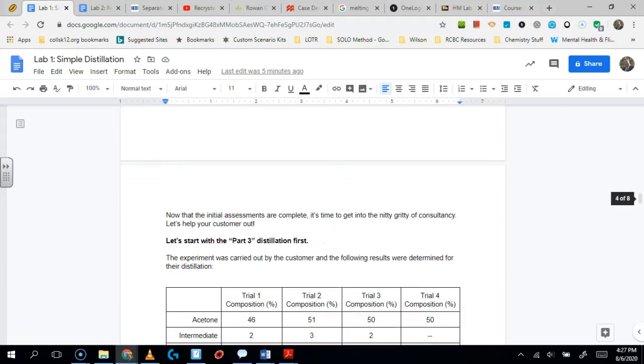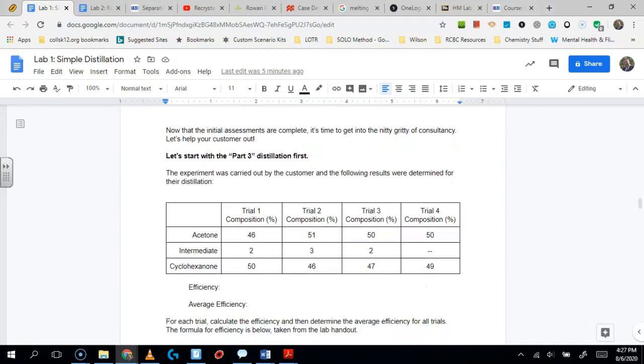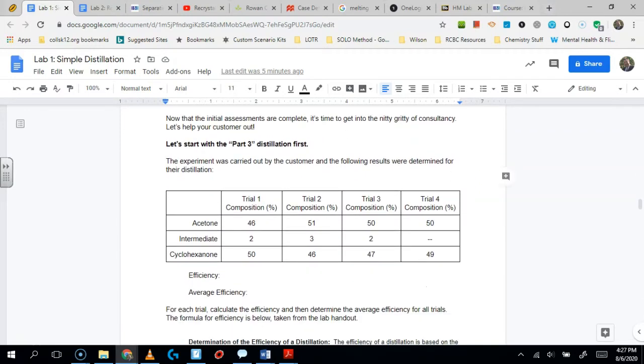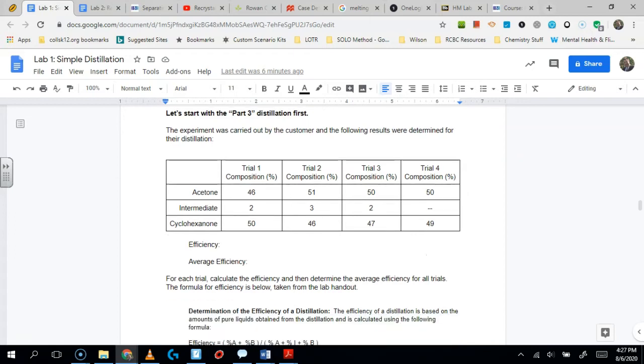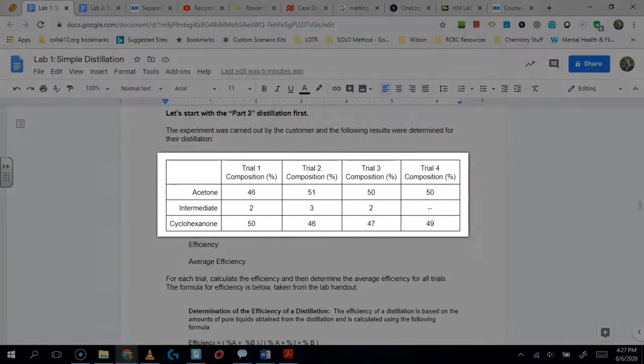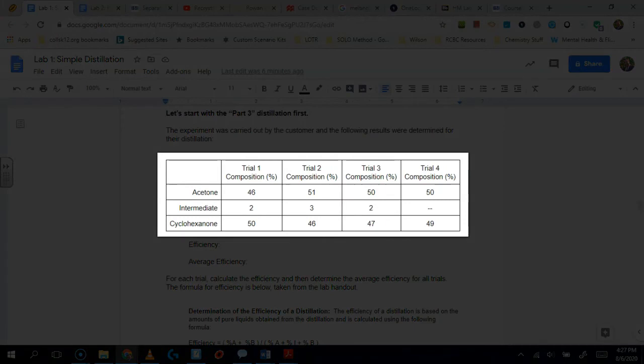Then you're going to take the data that the company, the quote unquote company, had, and you're going to do some analysis, and then you're going to make some recommendations. The company here did part 3 and got all of this data for part 3.